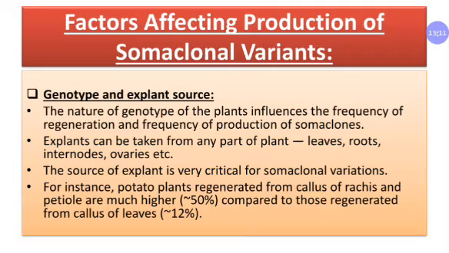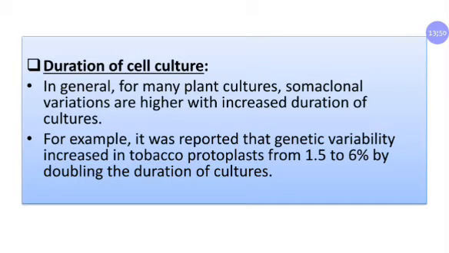Factors affecting the production of somaclonal variants. There are different factors. First one is genotype and explant source. The nature of genotype of the plants influences the frequency of regeneration and frequency of production of somaclones. Explant can be taken from any part of the plant such as leaves, roots, internodes, ovaries, etc. But also the source of explant is critical. For example, potato plants regenerated from callus of roots and petiole are much higher when compared to those regenerated from callus of leaves.